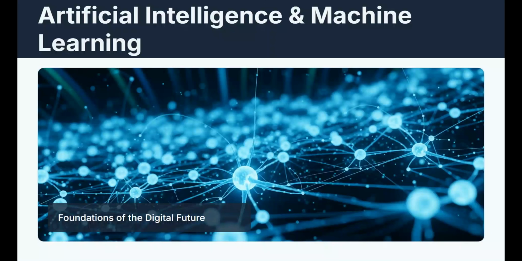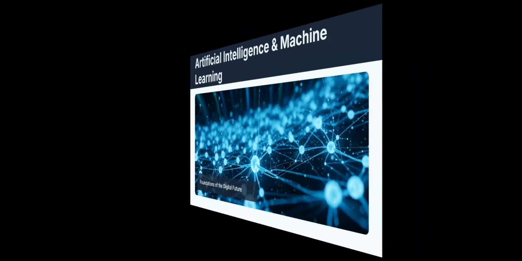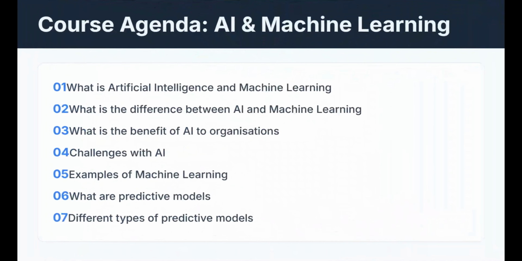Today we will be looking at AI, which is short for artificial intelligence and machine learning. In today's video, we will be looking at firstly, what is artificial intelligence and machine learning? We will then move on to what the difference between those two topics are. Then we will look at the benefit of AI towards organizations. After we look at the benefit, we will then look at the challenges of AI.